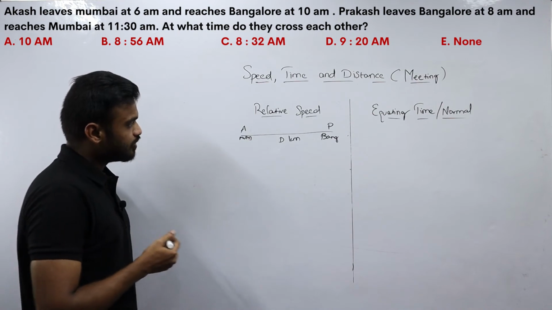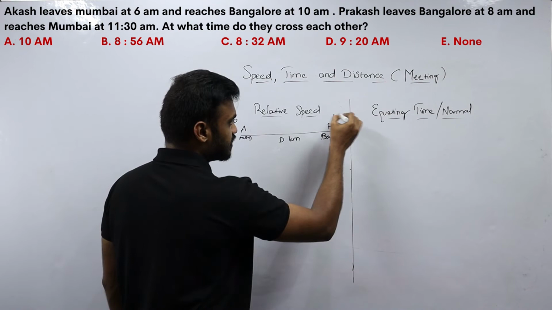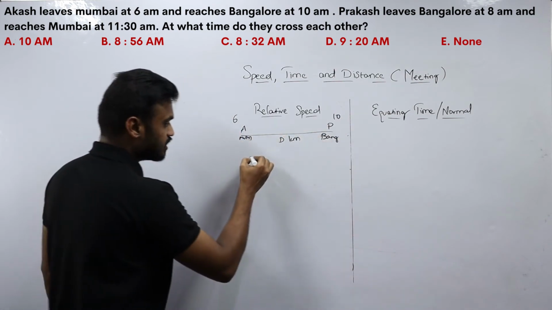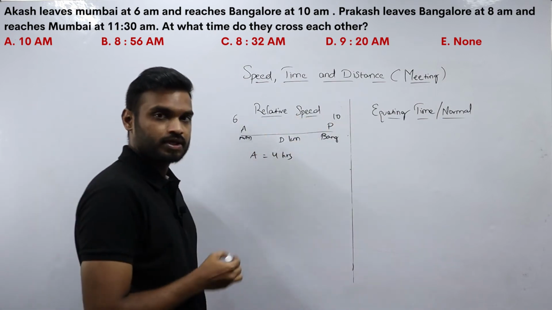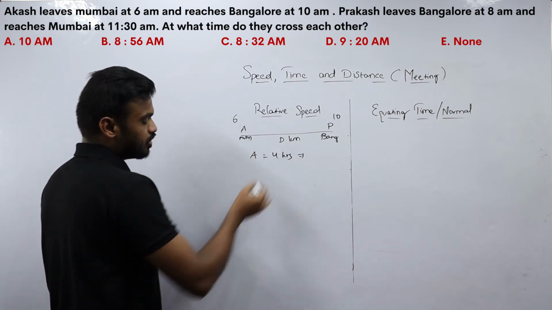Now what they have given is Akash is starting at Mumbai at 6 am and reaching Bangalore at 10 am. Now what is the total time taken by Akash to cover the total distance? Akash takes totally 4 hours to complete the total distance, that is from 6 am to 10 am. Right? Now what is the speed of Akash? That is speed equal to distance by time. Now what is the total distance?